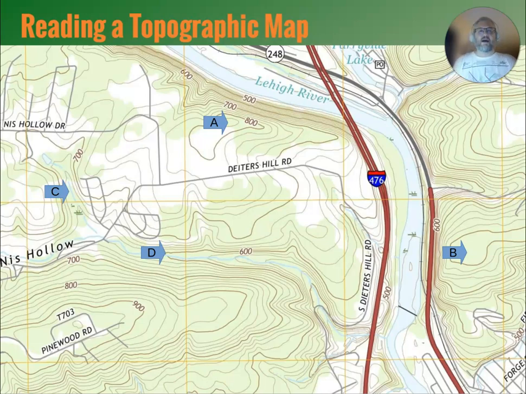Another thing you can do is figure out which slopes are steep and which are shallow. If you look at point A and imagine going north towards the Lehigh River, you've got a lot of very closely spaced contour lines. So you're going to be crossing a lot of contour lines in a short period of forward distance. That's a very steep slope. You've got a very steep hill down from Dieters Hill to the Lehigh River on that side. Right? You're going a big change in elevation over a very small horizontal distance.